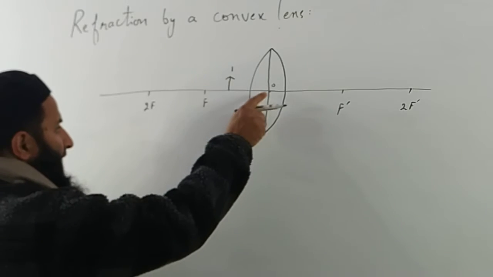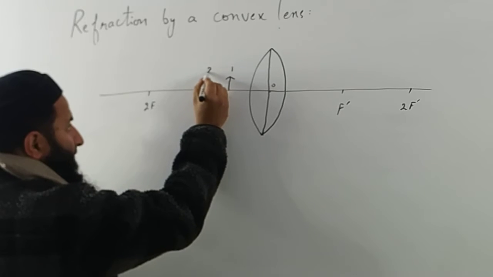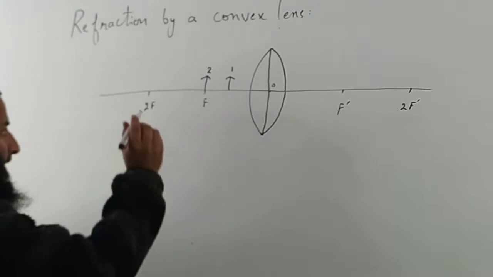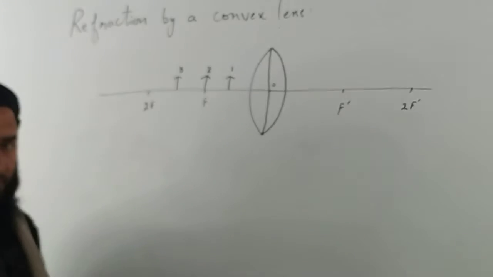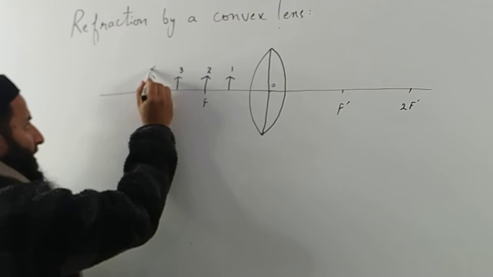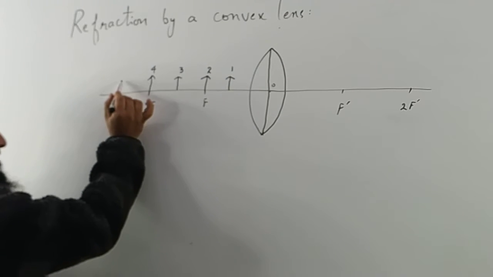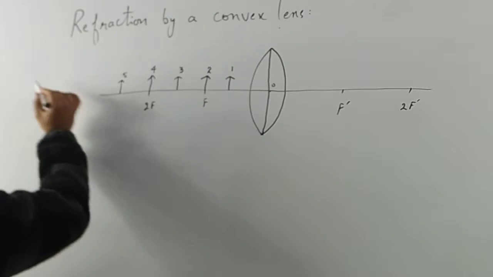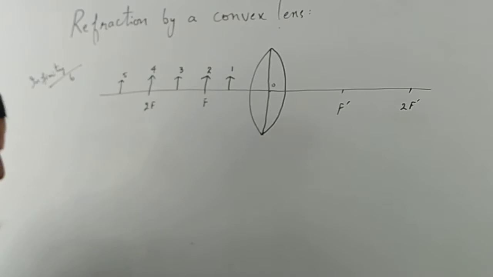In between F and optical center, that is position number 1. This is position number 2, at focus. We can keep the object at focus, that is position number 2. We can keep the object in between focus and double focus, that is position number 3. Next, we can place the object at double focus, position number 4. The object can be placed beyond 2F, that is position number 5. And finally, we can keep the object at infinity, that is position number 6.